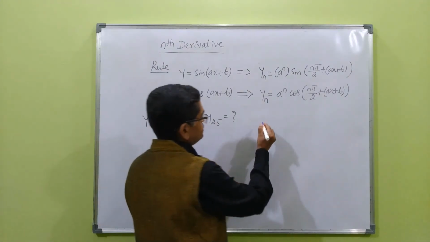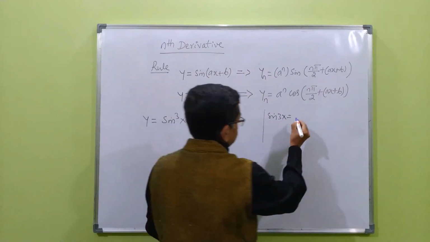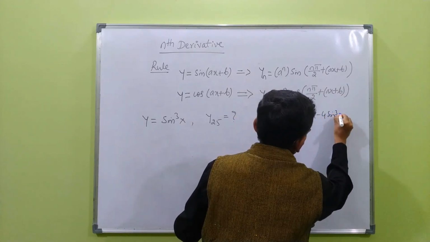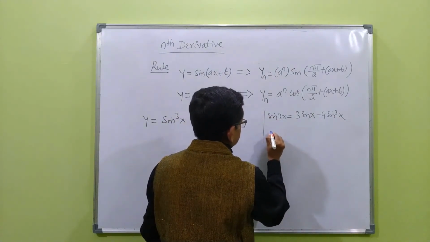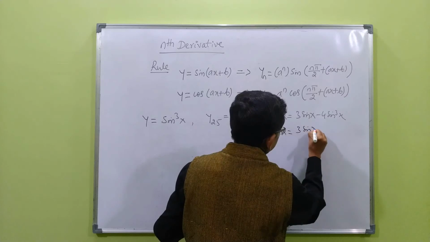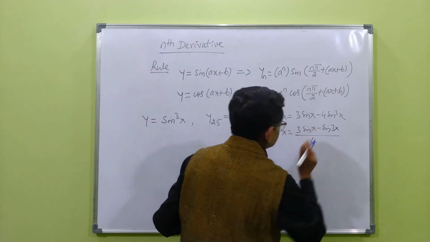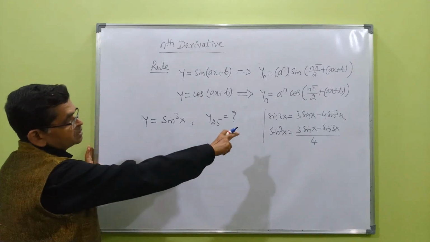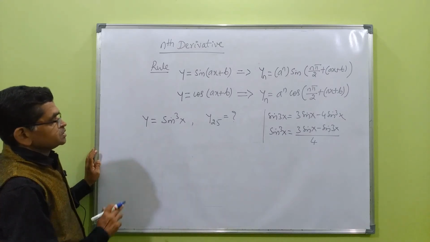See, we know that sine 3x is 3 sin x minus 4 sin cube x. This result you have to make use of. So sin cube x is equal to (3 sin x minus sin 3x) divided by 4. I hope you know this result. Frequently you are using this result. Now you have to find y25. So y is this much now.